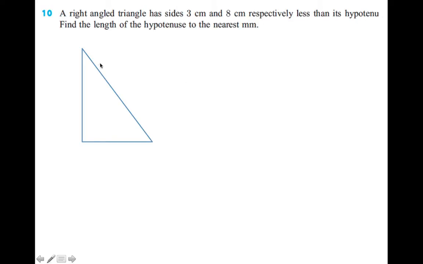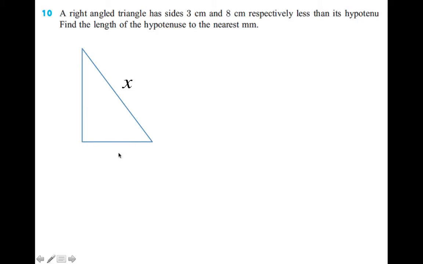All right, this is the hypotenuse. In a right triangle, this side is called the hypotenuse. So I labeled that x. I don't know how long it is. But it says the sides, which means this one and this one, they're also called the legs. The sides or the legs are 3 centimeters and 8 centimeters less than the hypotenuse.